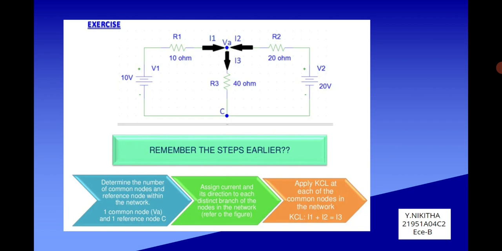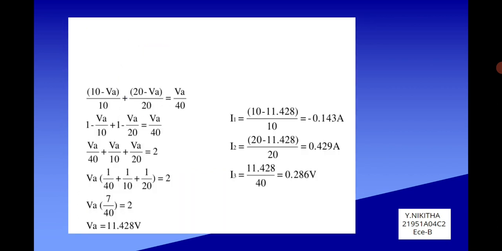KCL: I1 plus I2 is equal to I3. (10 minus VA) by 10 plus (20 minus VA) by 20 is equal to VA by 40. 1 minus VA by 10 plus 1 minus VA by 20 is equal to VA by 40. VA into (1 by 40 plus 1 by 10 plus 1 by 20) is equal to 2. VA into 7 by 40 is equal to 2. VA is equal to 11.428.